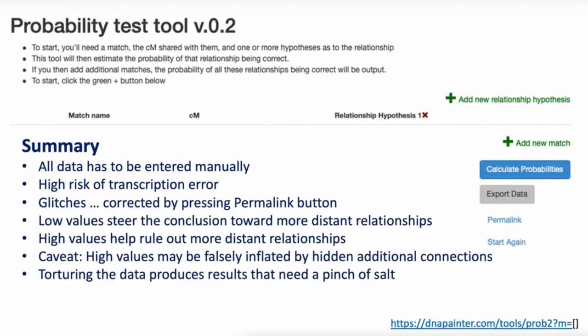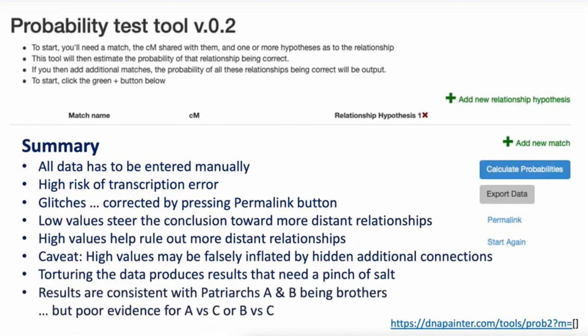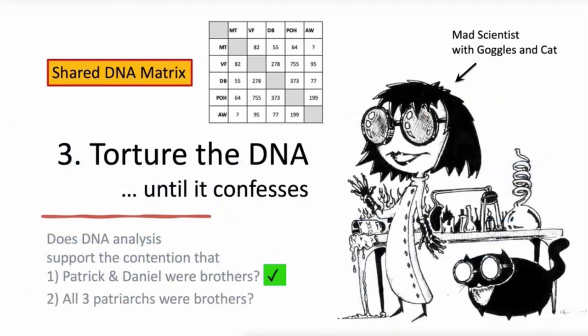Torturing the data produces results that need to be taken with a pinch of salt. So it was a great academic exercise, but at the end of the day, we do need to be very careful about how we interpret the data. The results, however, are consistent with the notion that patriarchs A and B are brothers. But there's poor evidence for patriarch A compared to patriarch C, patriarch B compared to patriarch C.